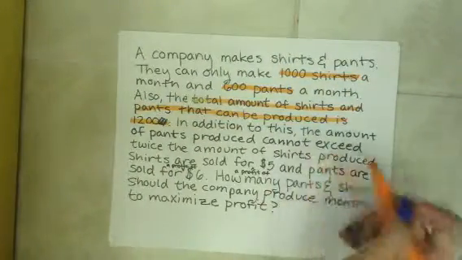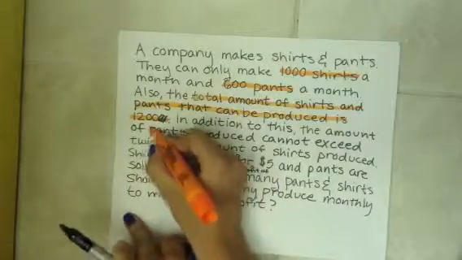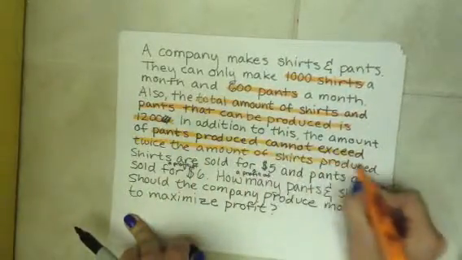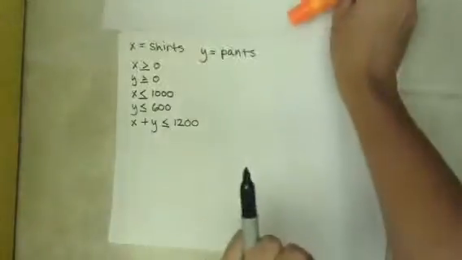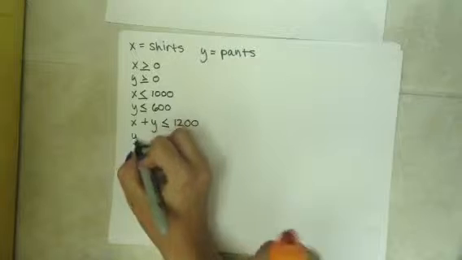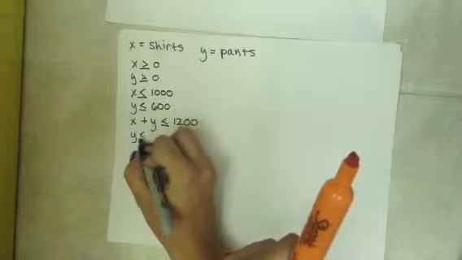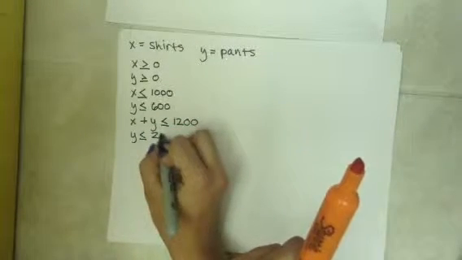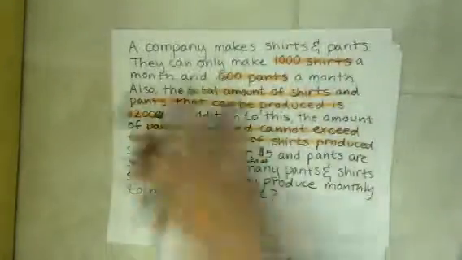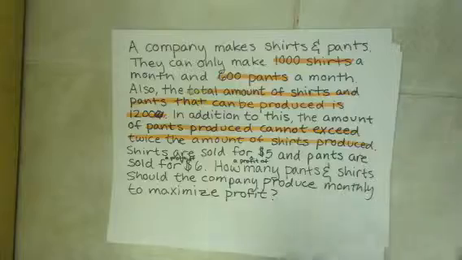Finally, the amount of pants produced cannot exceed twice the amount of shirts produced. So this means that the amount of pants produced cannot exceed 2 times the amount of shirts produced. With this, that's all the boundaries that are set in this.